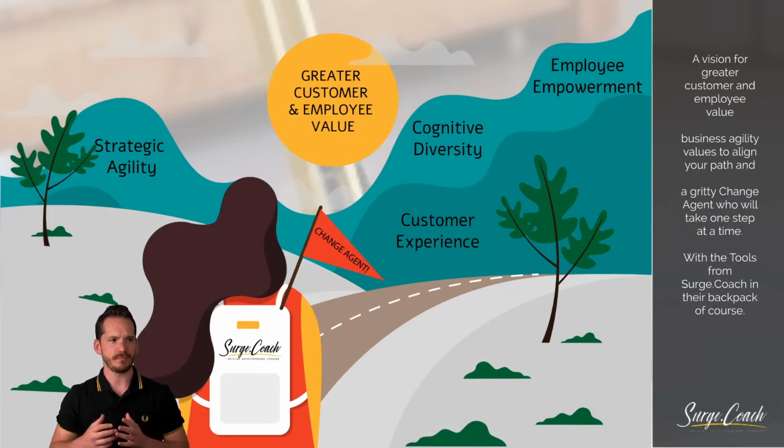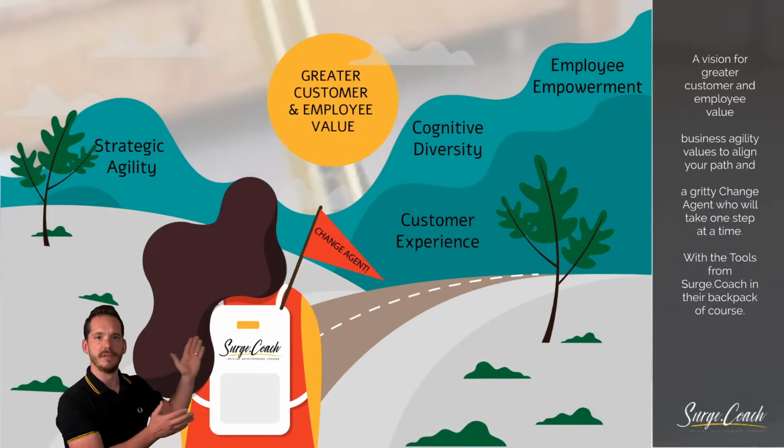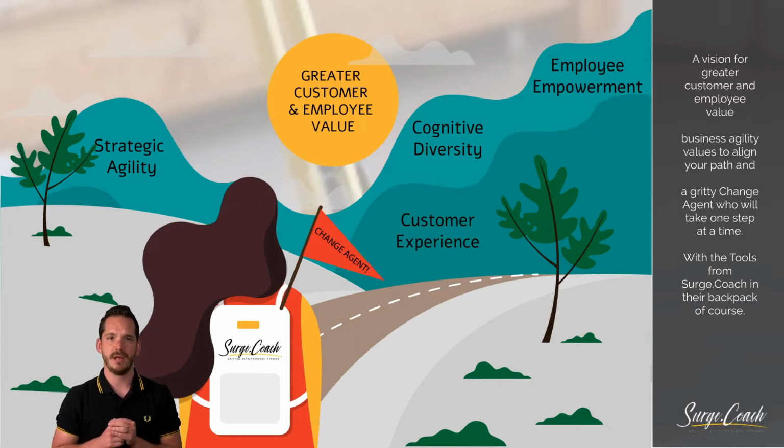In the Surge world, we look at everything around the 4 values of business agility. Our purpose is to have greater customer and employee value. Now, strategically, you could decide on one or the other or both. That is totally up to your organization. The main things that we're going to measure are strategic agility, customer experience, cognitive diversity, and employee empowerment. We do that using the business agility radar. And we do have some KPIs in the previous lesson that allows you to understand how to measure for success. You may also choose your own, and that is totally fine as well.